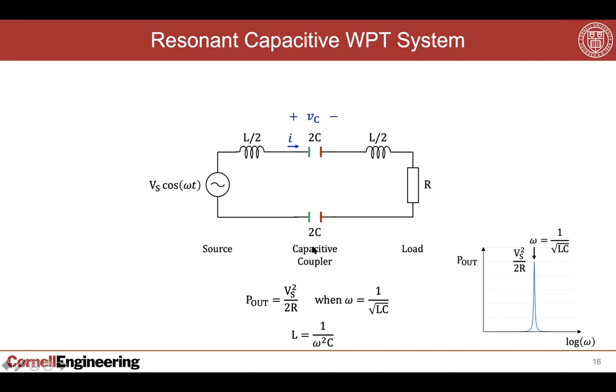But if you operate at omega equal to 1 over square root LC, which is the resonant frequency, then essentially the impedance of the coupling capacitors and these inductors you've added for canceling that reactance, the overall impedance would be 0, and you would deliver power equal to V squared over 2R, and again the factor of 2 comes from the fact that you've got a sinusoidal voltage source. All right, so that's all great.